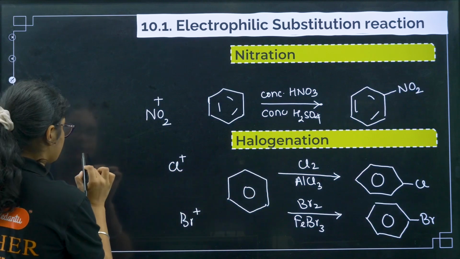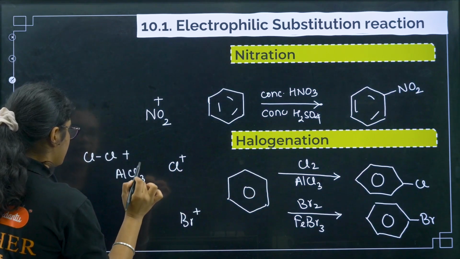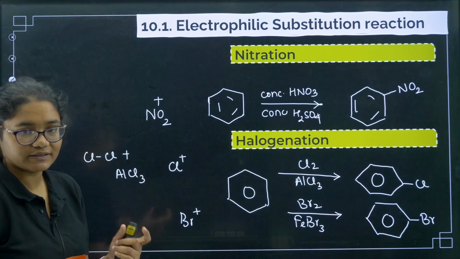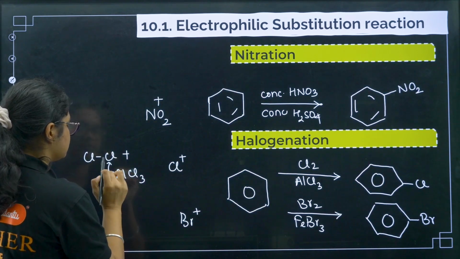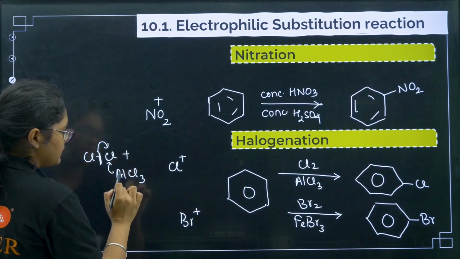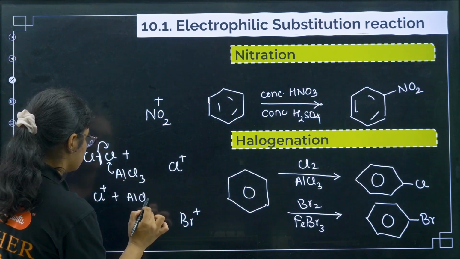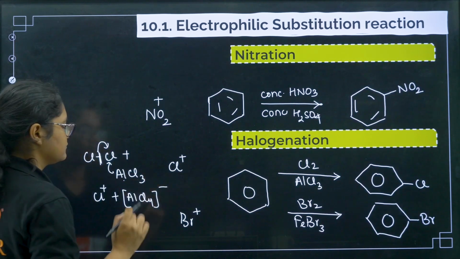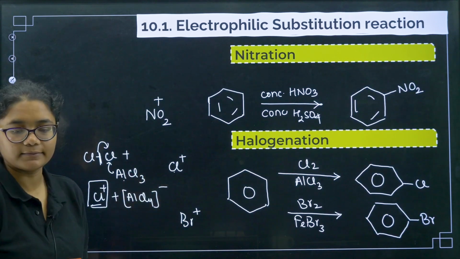Now what you are taking here is Cl2 plus AlCl3, and we know that AlCl3 is a Lewis acid because its octet is not satisfied. So what does it take? It takes this Cl, this Cl bond breaks, this Cl is taken by this one, so we get Cl plus and AlCl4 minus. Now this Cl plus which is formed acts as an electrophile here.